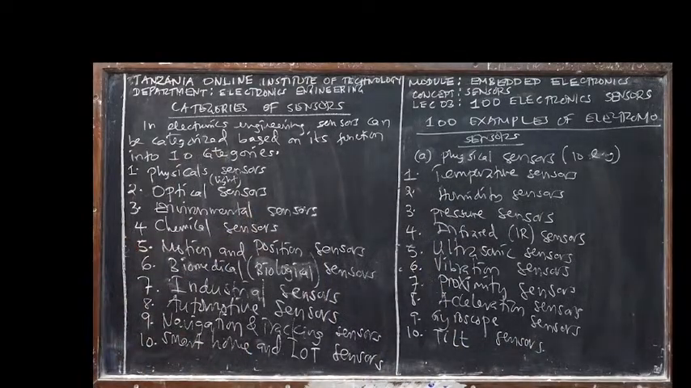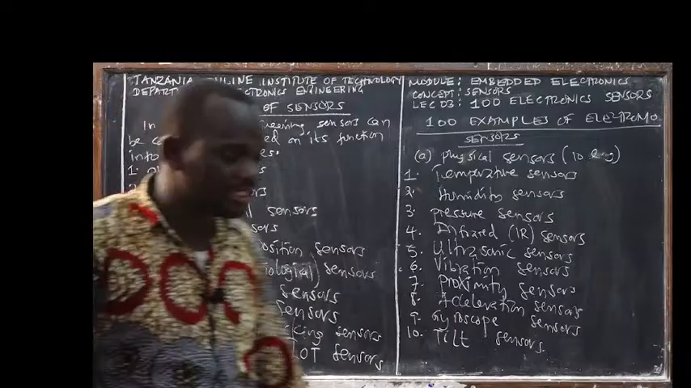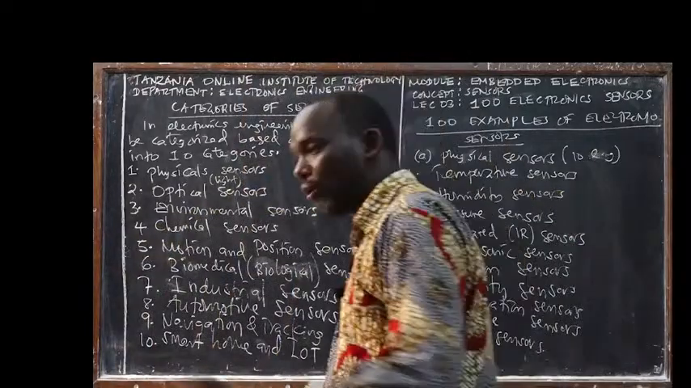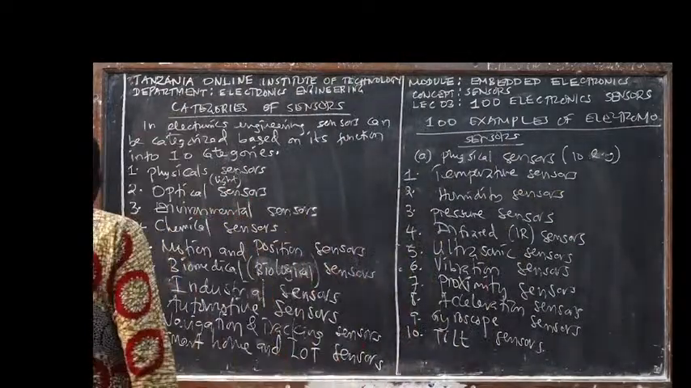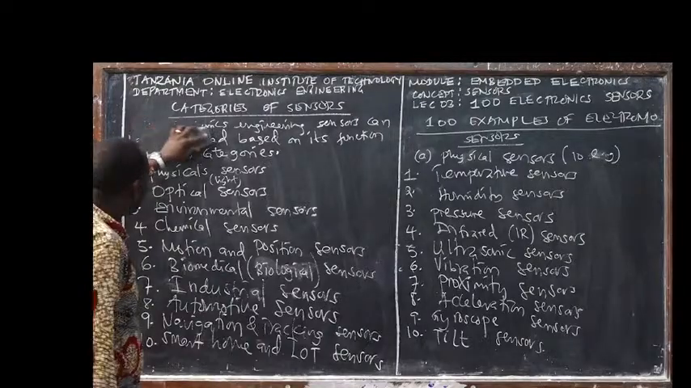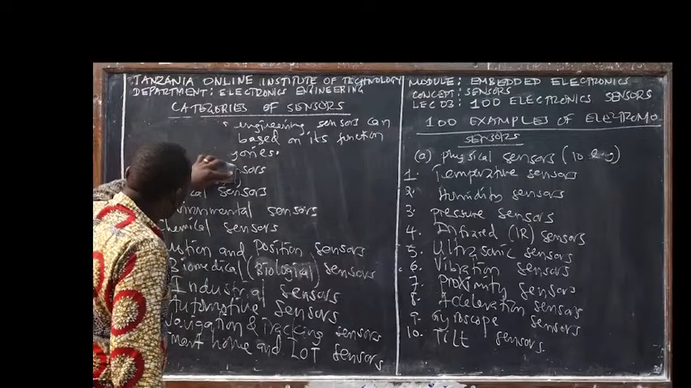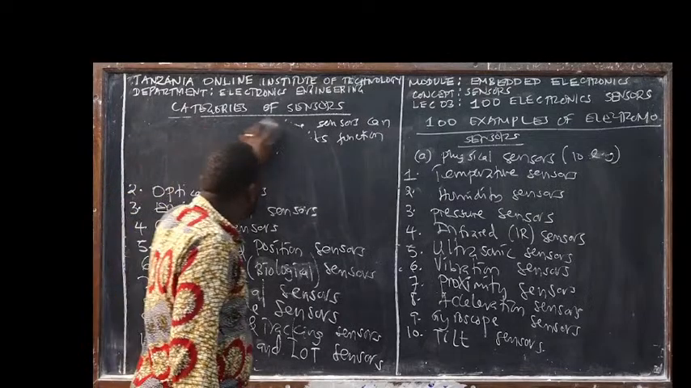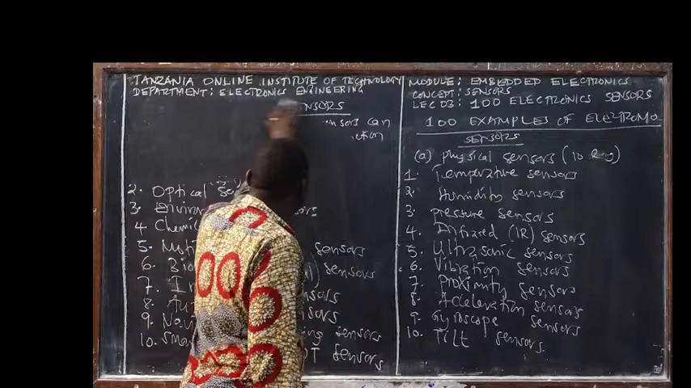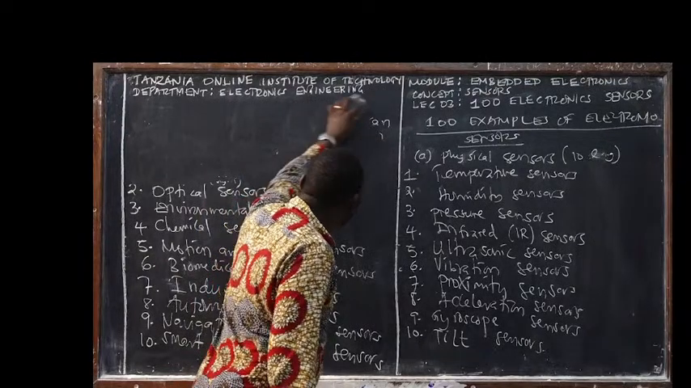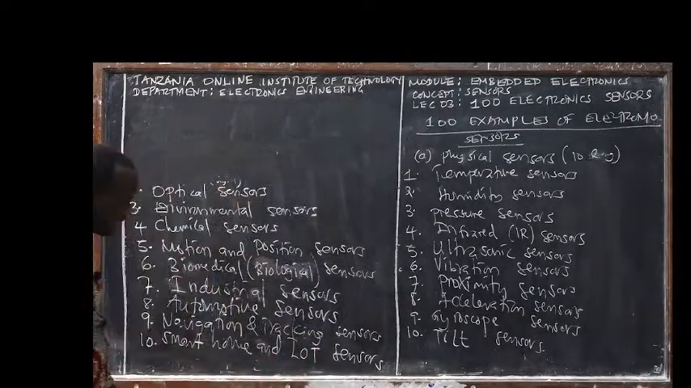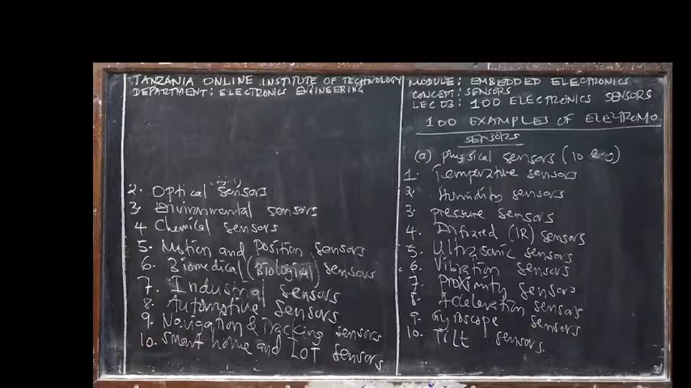So stop writing. Say temperature sensor. Humidity sensors. Pressure sensors. Next is what? Infrared sensors. Ultrasonic sensor. Then vibration sensors. Then proximity sensors. Then gyroscope sensors. Then tilt sensors.